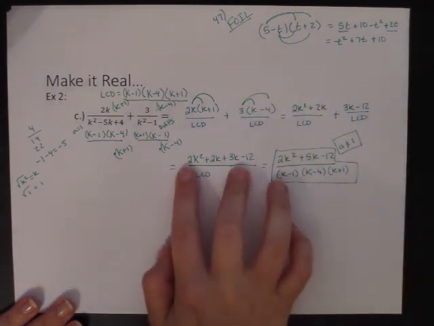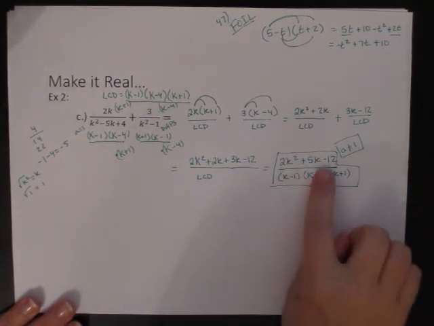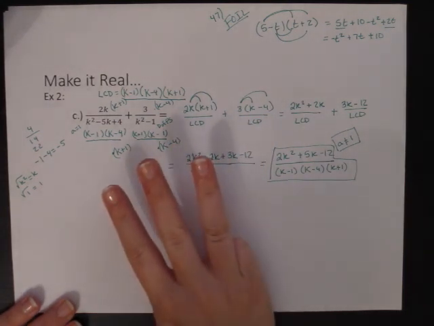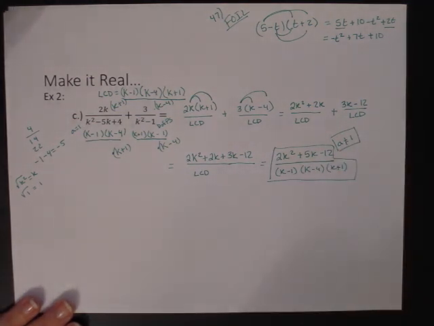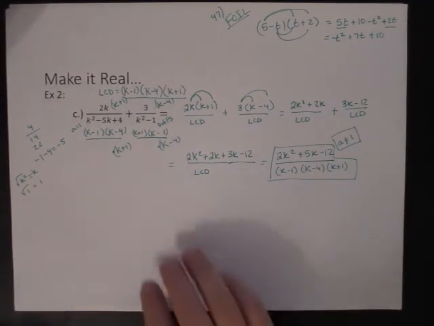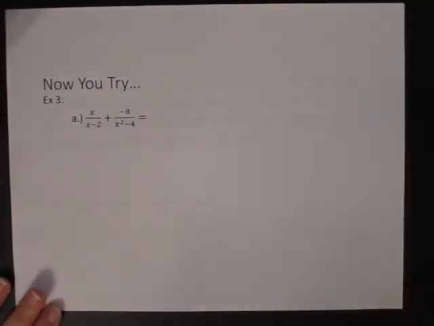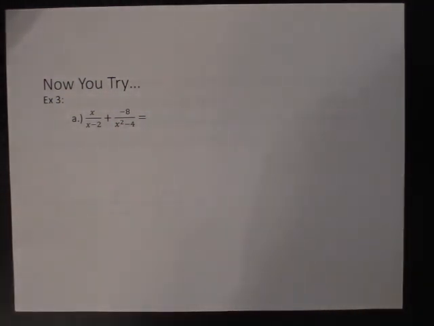Once you distribute it, then you can add them together. And if you get a trinomial, remember it's a equals 1, a doesn't equal 1, or it's a perfect square trinomial. And if you get an a doesn't equal 1, you're able to stop right there for this homework assignment. Okay? So that's definitely a lot. Now I want you to try. So pause the video. This one's not as hard as the last one. And I want you to work this one out.